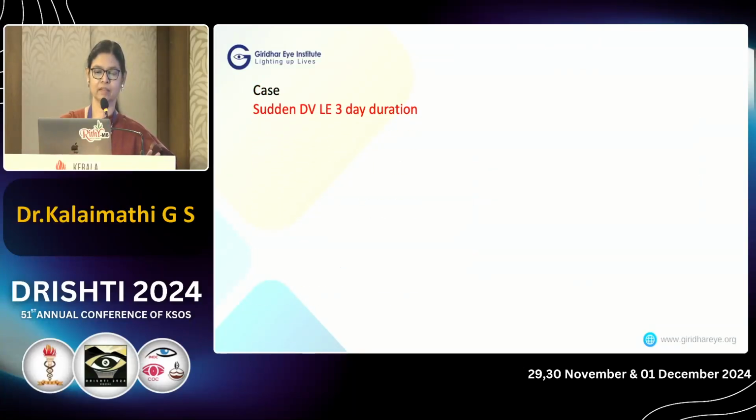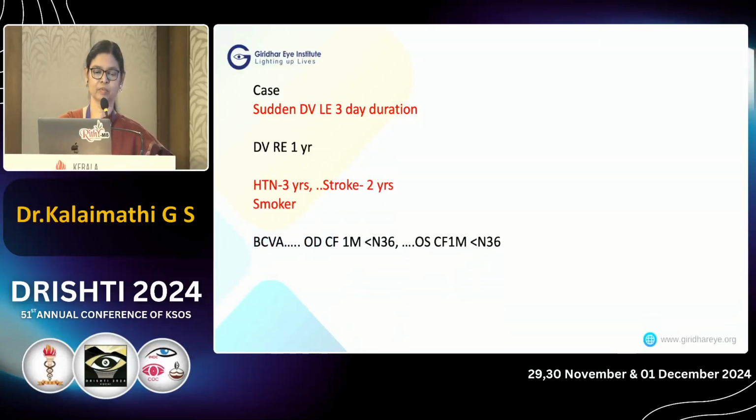Sudden diminution of vision, 3 days duration in the left eye, and diminution of vision in the right eye for 1 year duration. Smoker, vision both eyes counting finger 1 meter.